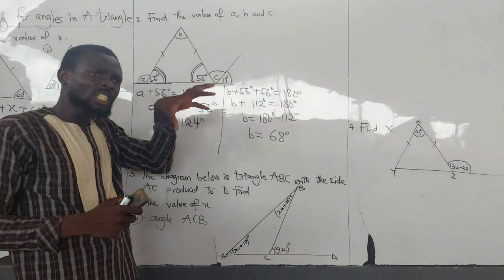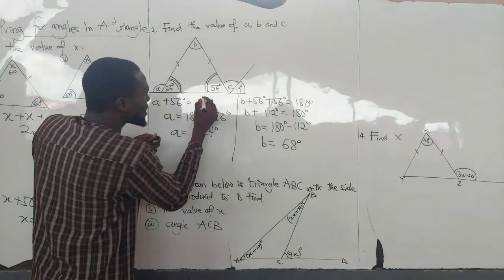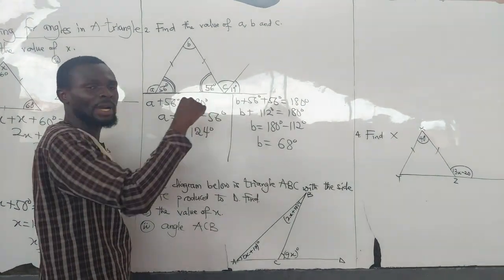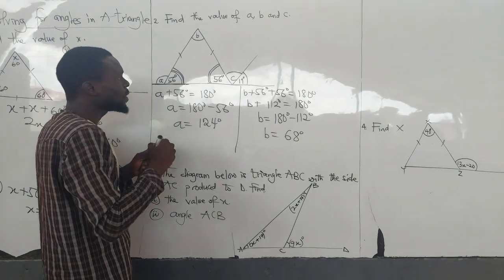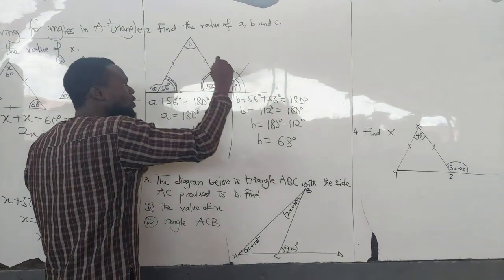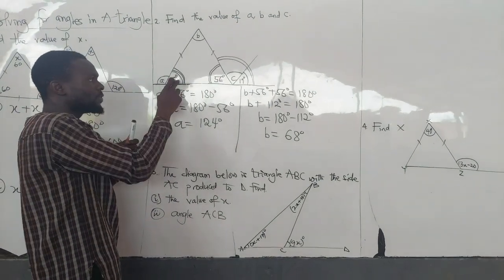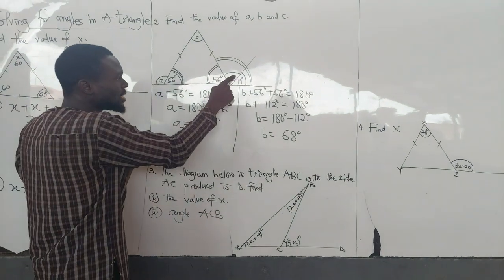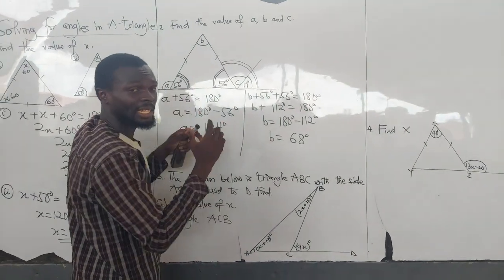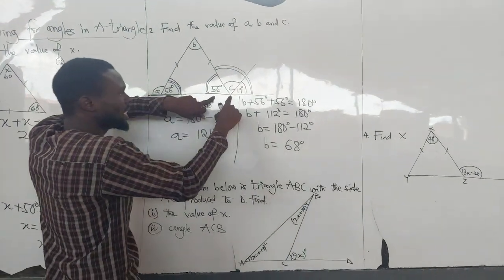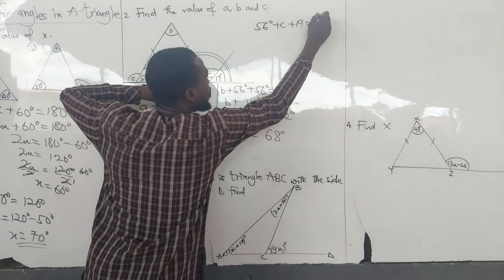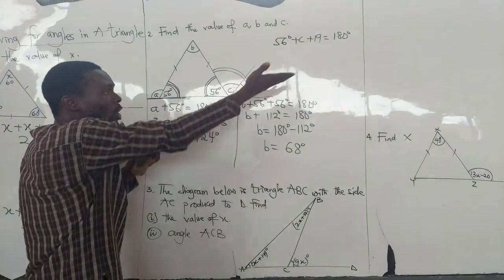Now also check, which property can I use? You can see that the 56, the C, and the 19 here are on a straight line. So we can use the properties of angles on a straight line. Or we can say that the co-interior, which is B and 56, is equal to the opposite exterior. So if I add B and 56, it should give me the angle here, which is C and 19. Or just take it on a straight line. While the angles are on a straight line, what is the sum? It's 180. So if I want C, then I can say 56 degrees plus C plus 19 is equal to 180 degrees. Why? Because they're on a straight line.